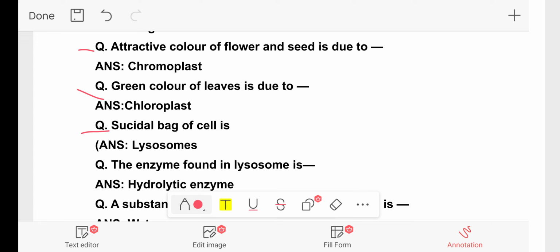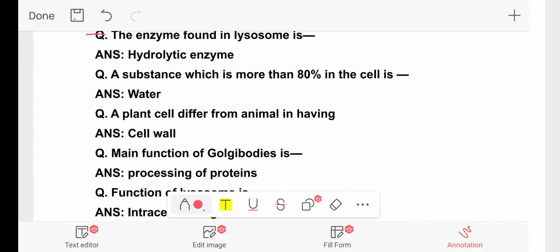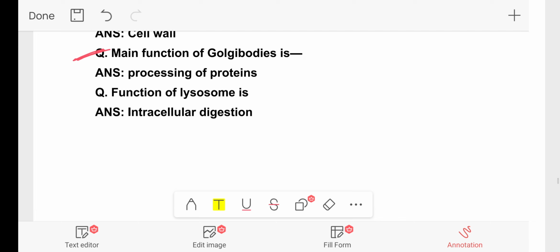Next, suicidal bag of the cell is? Answer, lysosomes. Next, the enzyme found in lysosome is hydrolytic enzyme. Next question. A substance which is more than 80% of the cell is? Answer, water. Next, a plant cell differs from an animal cell in having? Answer, cell wall. A plant cell has a cell wall, but animals do not have a cell wall. Next question. Main function of Golgi bodies is? So the main function of Golgi bodies is processing of proteins. And the last question is, function of lysosome is?